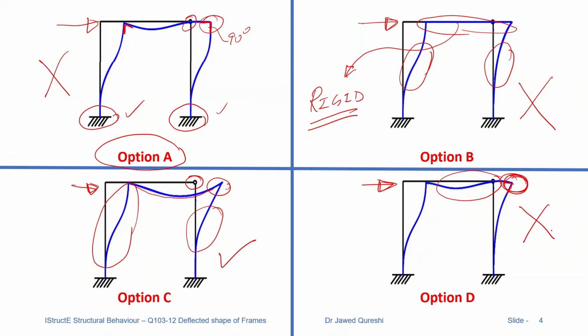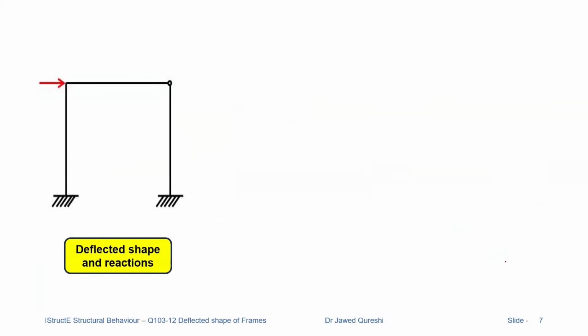Now let us go ahead and solve this problem completely and let's draw its bending moment and shear force diagram as well. First, let us draw the deflected shape. Now, the deflected shape is going to give us really very important information. It will help us draw the bending moment diagram. And once the bending moment diagram is drawn, then it will be fairly easy to draw the shear force diagram. And we will determine reactions as well. So everything fits together.